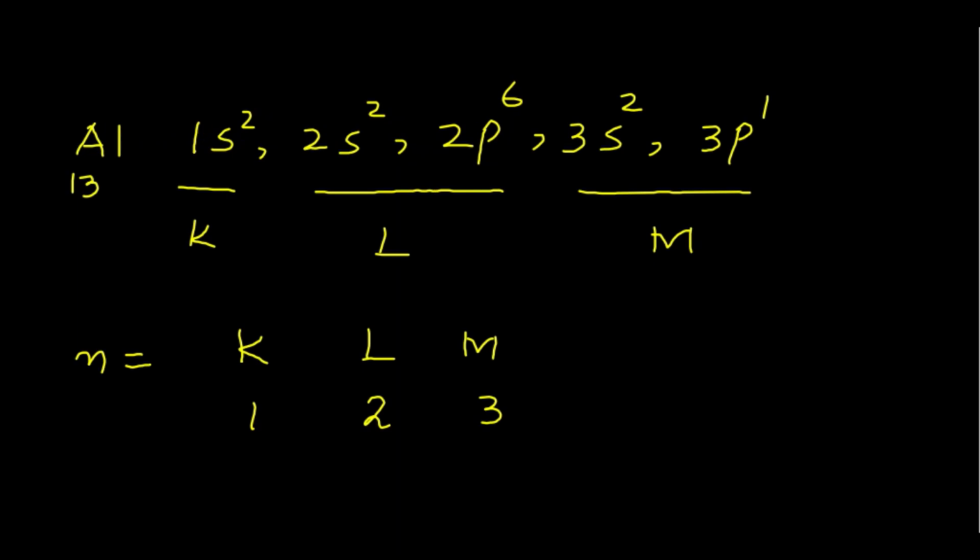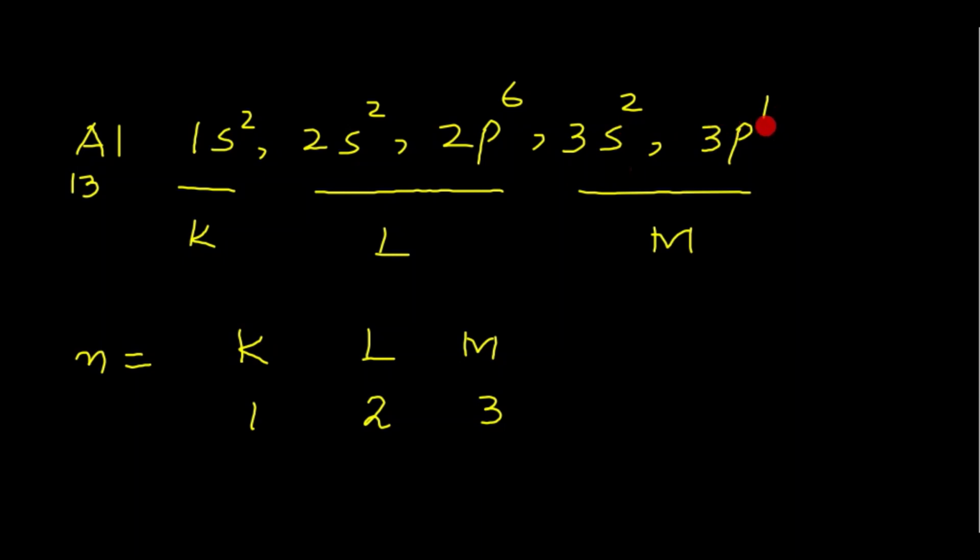Now we will identify the group of aluminium. See the electrons present in the valence shell. The third shell is the valence shell. How many total electrons are present? 2 plus 1 is equal to 3. Since 3 electrons are present in the valence shell, aluminium must belong to group 3A of the periodic table.